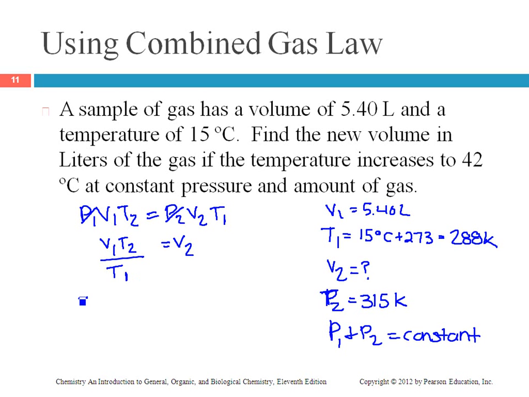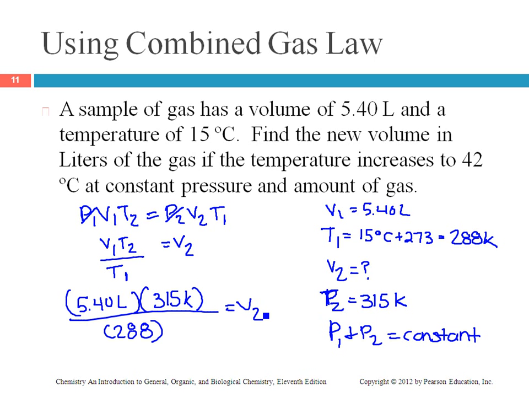So V1 is 5.40 times T2 is 315 Kelvin divided by 288, and this should give us our V2. So V2 should be 5.91 liters. Check just to be sure. So you want to have your calculators handy, be sure you check. Yep, so 5.91 liters would be our new volume.